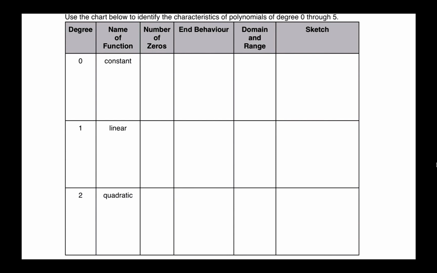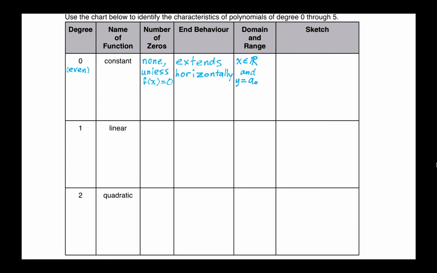All right, so we're going to use this chart to identify the characteristics of polynomials of degree 0 through 5. So first of all, constant functions are degree 0. You notice that these are even functions, and we're going to be talking about the common characteristics between polynomials degree 0, 2, and 4. All of them being even, they have some common characteristics. The number of zeros is either none or infinitely many if the function is 0 itself. The end behavior is that it extends horizontally to the left and to the right. Domain and range: domain X is real, and the range Y is that specific a naught.